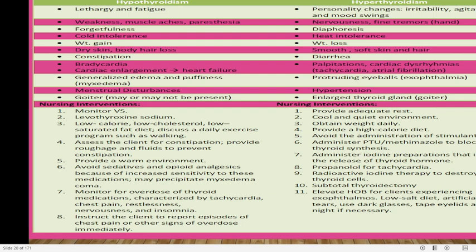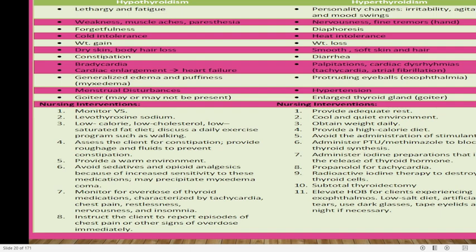Provide a warm environment. Avoid sedatives and opioid analgesics because of increased sensitivity to these medications. It may precipitate myxedema coma. You monitor for overdose of thyroid medication. When there is an overdose of thyroid medications, clients will present as if they are suffering from hyperthyroidism, characterized by tachycardia, chest pain, restlessness, nervousness, and insomnia.